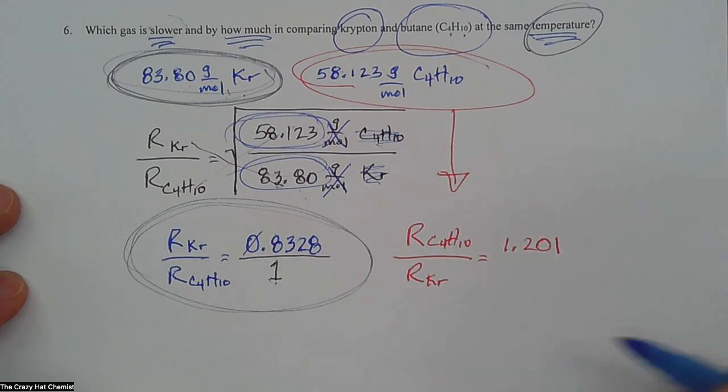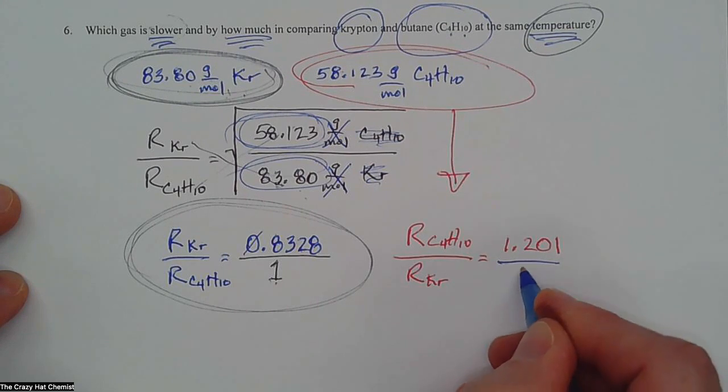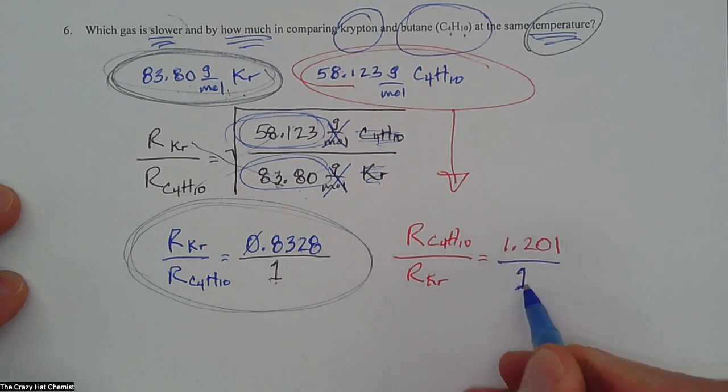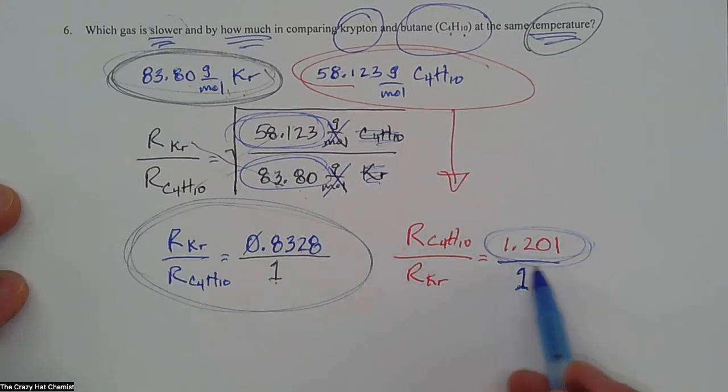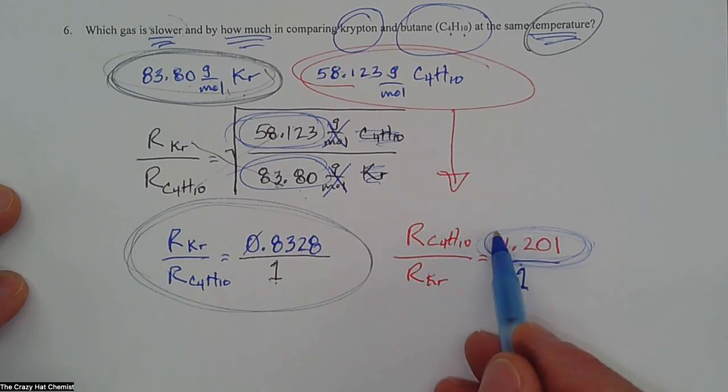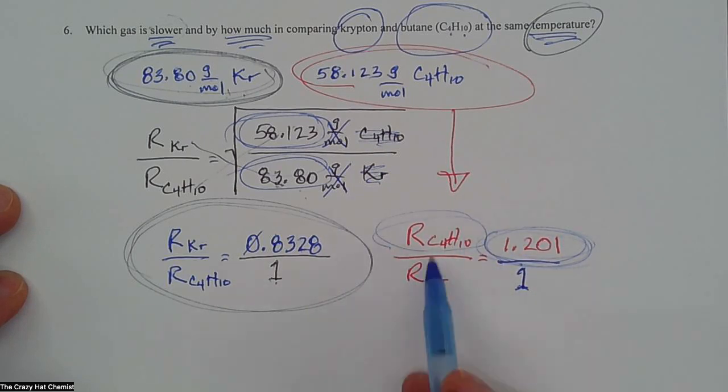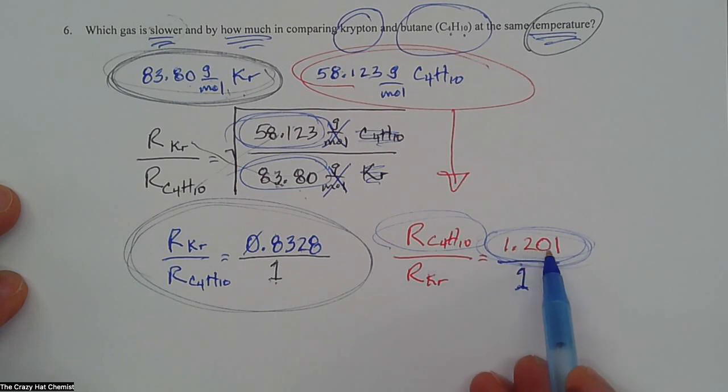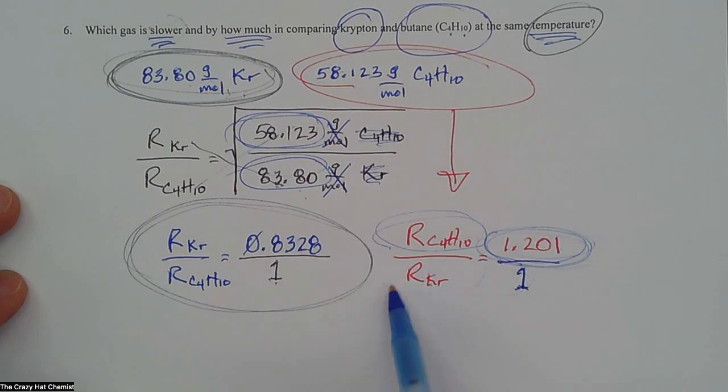1.201. Again, what's the denominator? 1. When you plug this into your calculator and you get a number that's greater than 1, that tells you that that gas is faster. So butane is 1.201 times faster than krypton. Butane would be traveling at a rate of 1.201. Krypton would be traveling at a rate of 1.